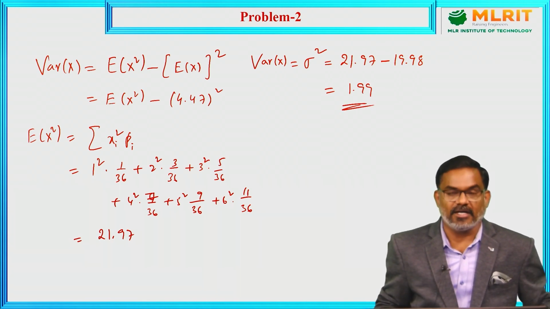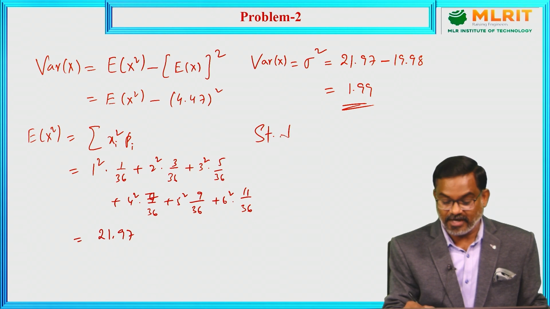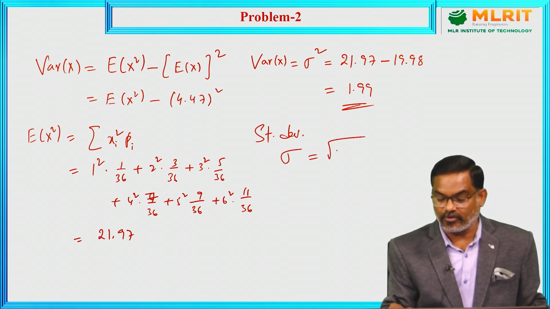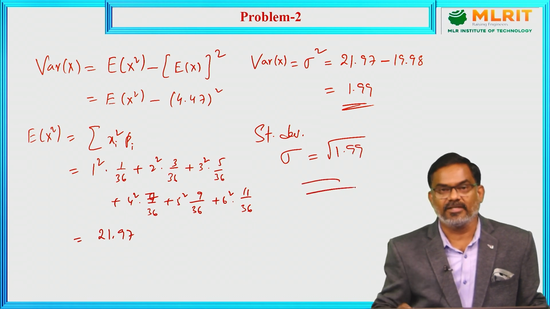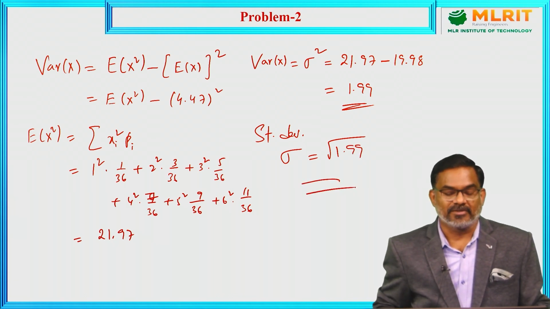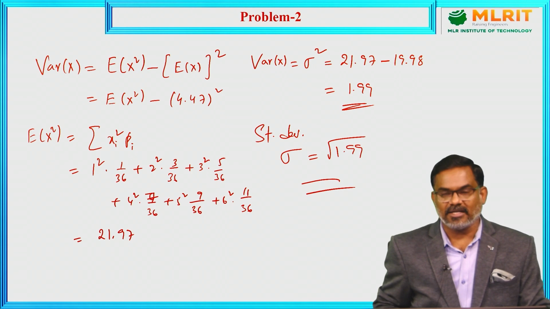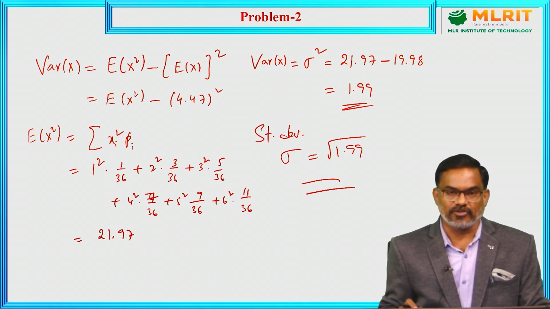Similarly, we can find the standard deviation also, which is sigma, the positive square root of the variance. So, like this we can calculate the statistical measurements if we have the probability distribution. If you have the x values and the corresponding probabilities, we can find the statistical measurements.